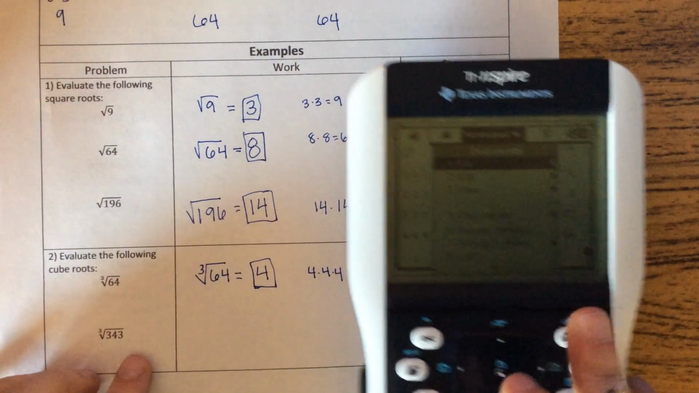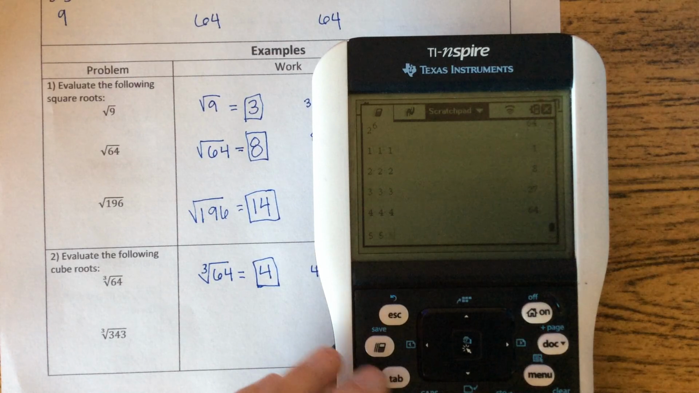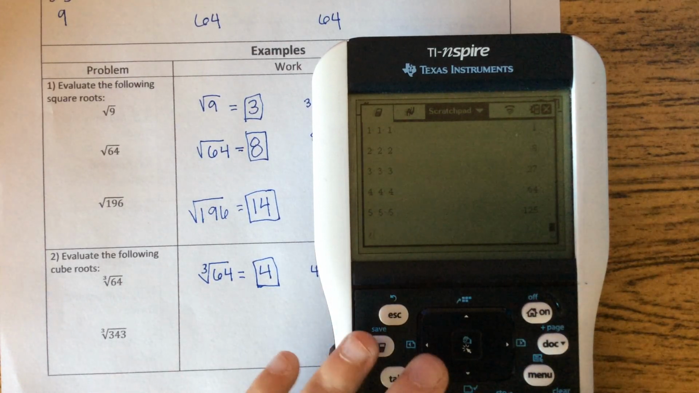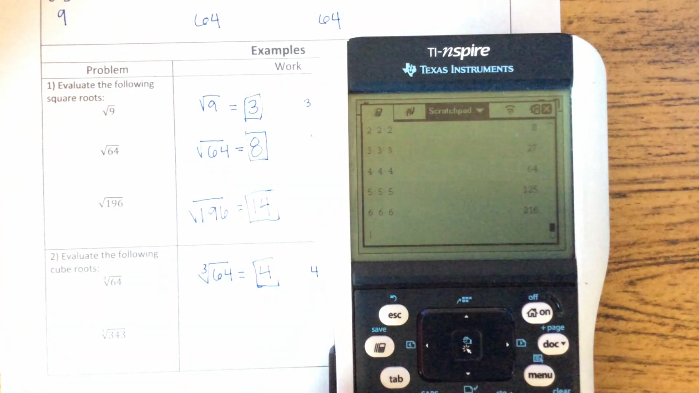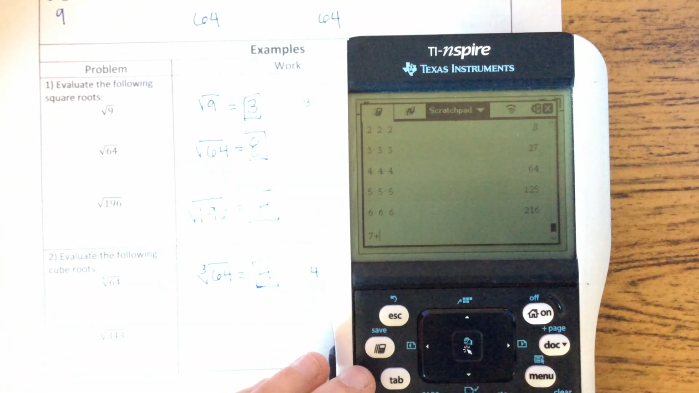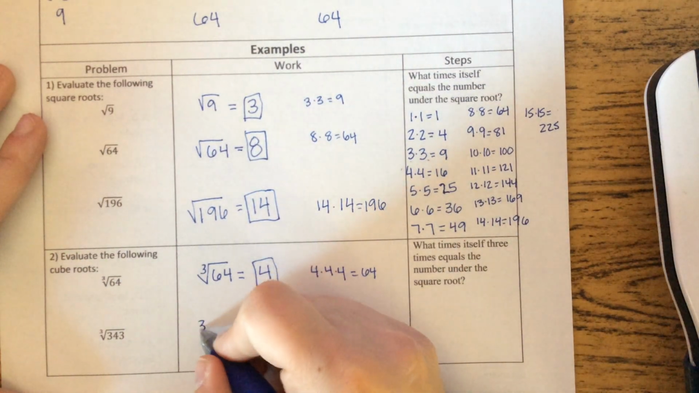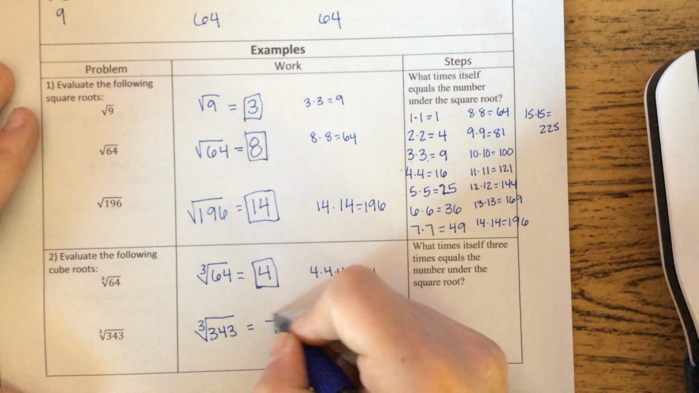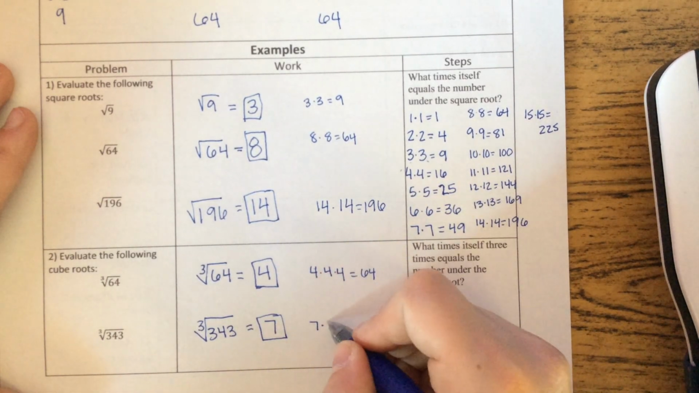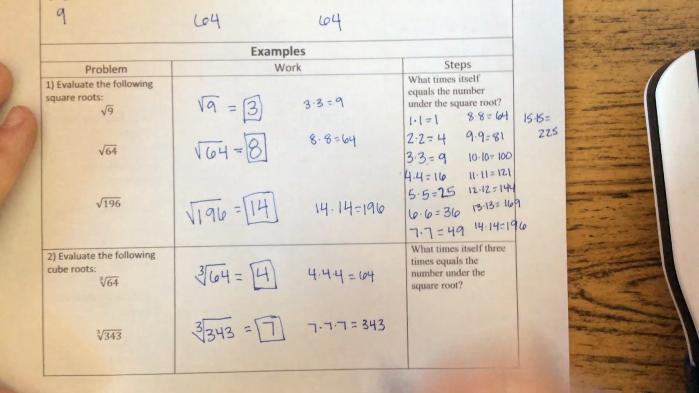Okay, I'm going to keep going until I get to 343. 5 times 5 times 5 is 125. 6 times 6 times 6 is 216. There we go. So 7 times 7 times 7 is 343. So the cube root of 343 is 7. Because when I do 7 3 times, 7 times 7 times 7, it equals 343.